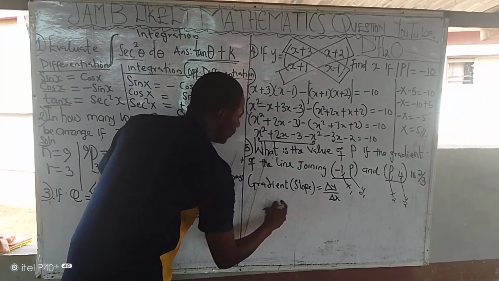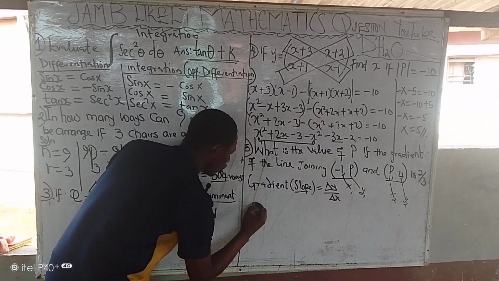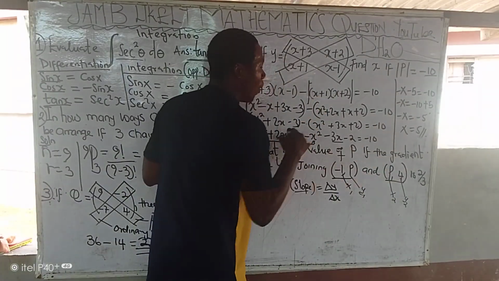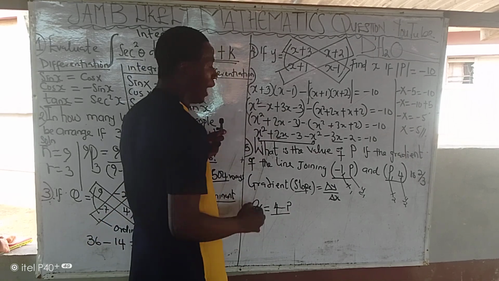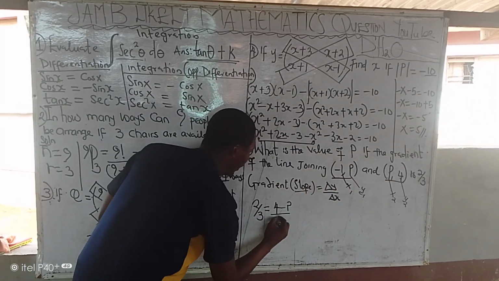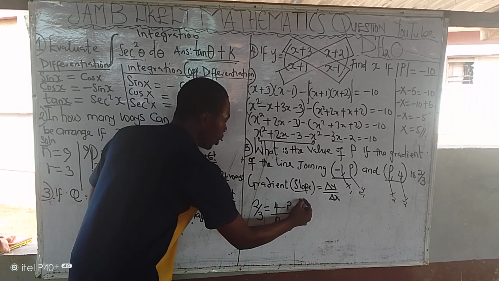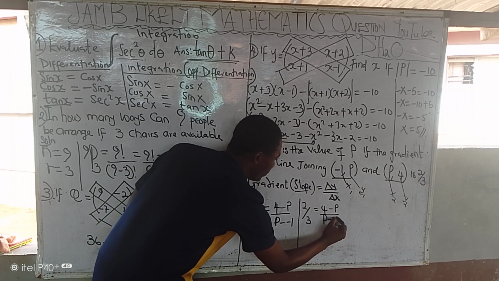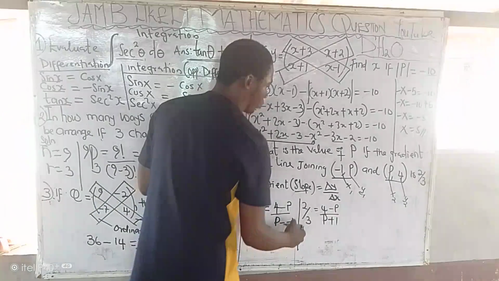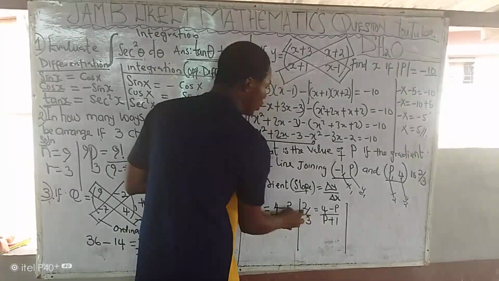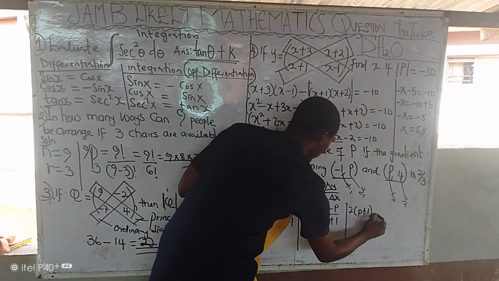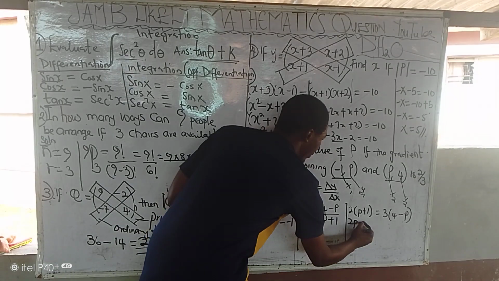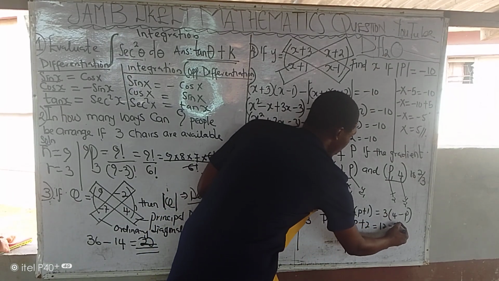Now for this place, we have that the slope or the gradient is 2/3. So you have 2/3 equals change in y, which means y2 minus y1, which will give us 4 minus P. Change in x means x2 minus x1, which is P plus 1. So we have 2/3 equals 4 minus P all over P plus 1. So we cross multiply. When we cross multiply, we have 2 bracket P plus 1 equals 3 bracket 4 minus P. This will give us 2P plus 2 equals 12 minus 3P.